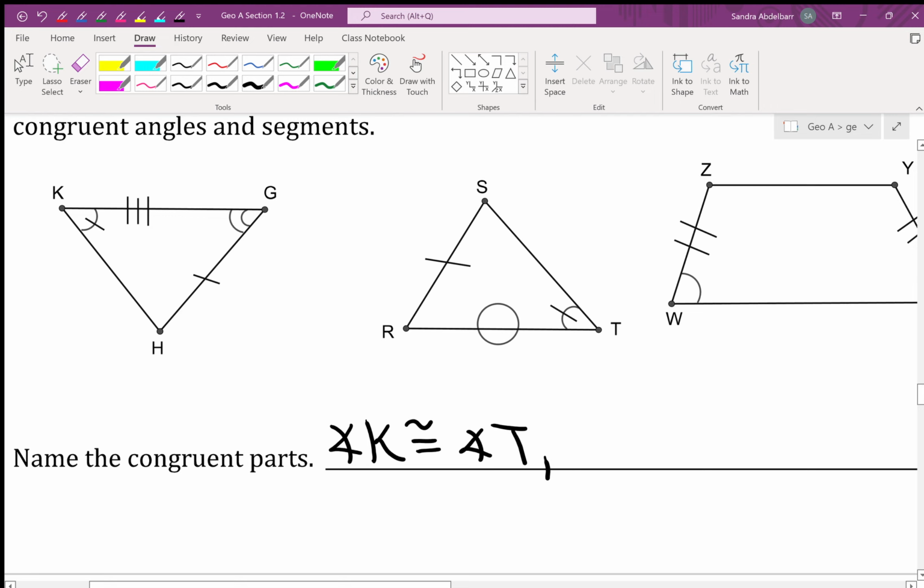Just looking at the triangles, forget about that trapezoid right now, does anybody see any segments that would be congruent based on the tick marks? Only Victoria? Nobody else? Alexander? SR and HG. Excellent. If you see SR has 1 slash and GH has 1 slash, that means they're congruent. So the way we write that is we're going to say segment SR, congruent symbol, segment GH.